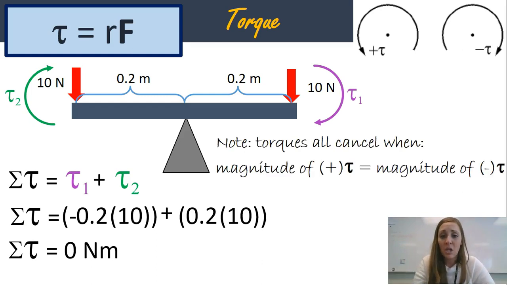It's balanced. So if all torques cancel, it happens when the magnitude of the positive torques, however big they are, is equal to the magnitude of the negative torques. So ignore positives and negatives. If they're the same total magnitude, then they cancel. So if you ignore this negative sign, you'll notice torque 1, which is in one direction, is equal to the magnitude of torque 2, which is in the other direction.